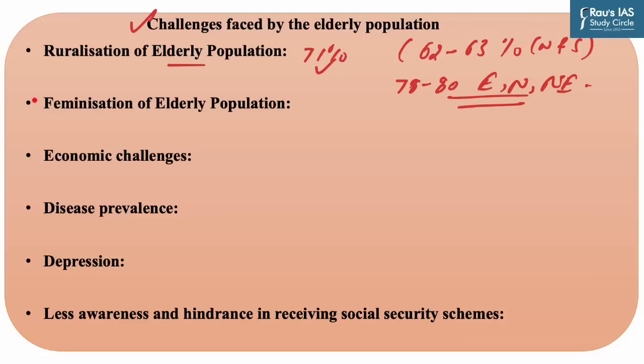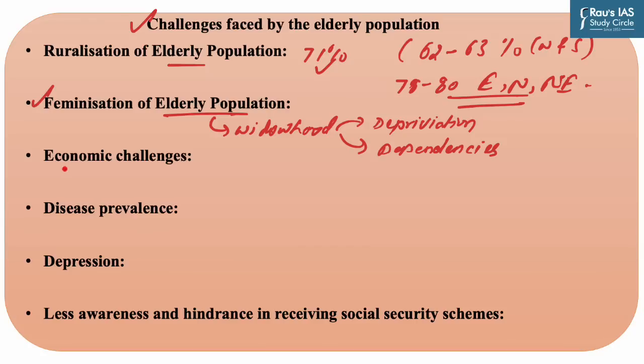Further, it leads to feminization of the elderly population. Now, women live longer than men, resulting in higher levels of widowhood and associated socio-cultural and economic deprivation and dependencies. Further, it leads to economic challenges also. More than 40% of India's elderly population is in the poorest wealth quintile, and around 18.7% live without income, making it hard for them to have a good life and get the health care they need. Income insecurity is one of the major causes of vulnerability, especially in old age.